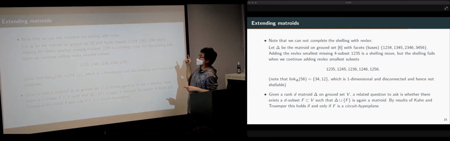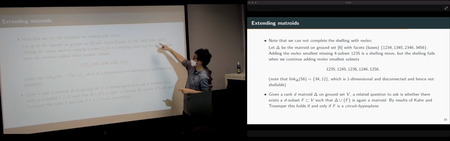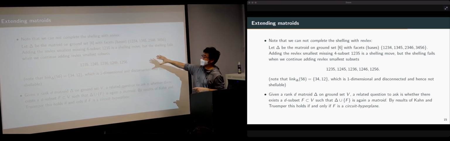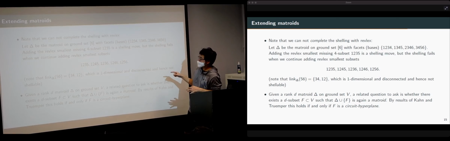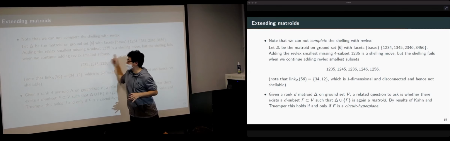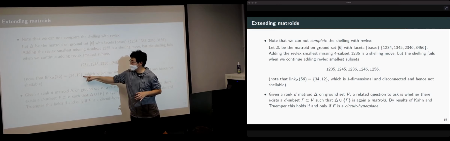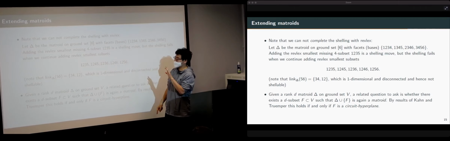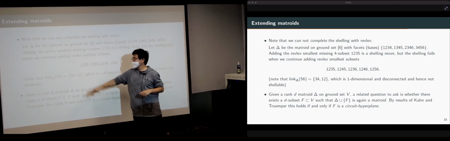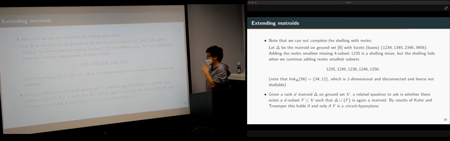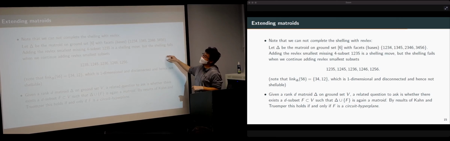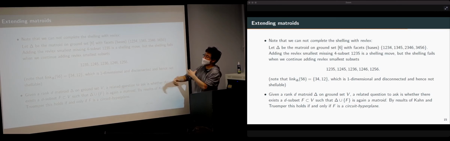it's very easy to see that it's not even a shellable complex anymore, because given a shellable complex, the link again has to be shellable. But if you take the link of this complex at 5, 6, then you're going to get something where the facets are not even connected. So there's no path between these two facets, and therefore it's not going to be shellable. So sadly, given a matroid, you can't just keep adding revlex facets and eventually complete the shelling. You have to change the ordering of the ground set at some point.